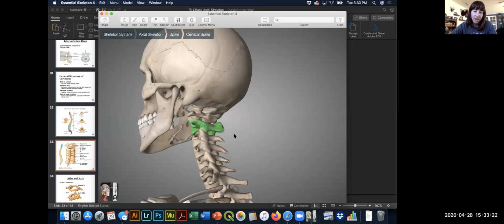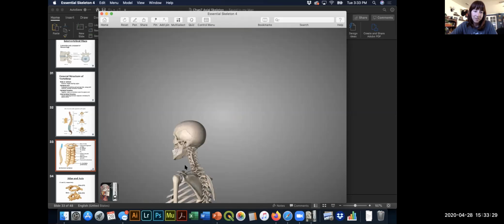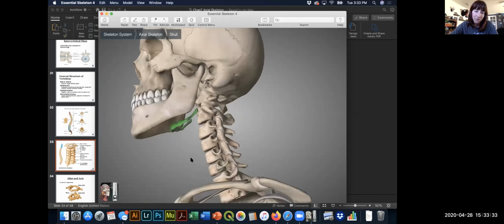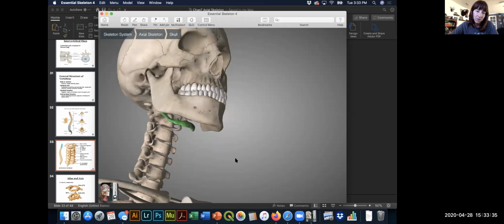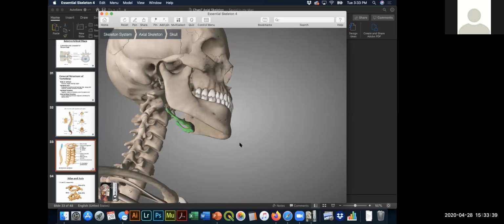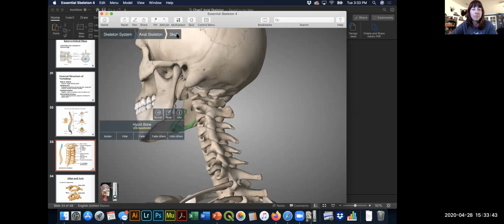Pretty cool. I also like how you can highlight the hyoid bone and see it floating there. That's pretty cool. Not attached to any other bone. But it's considered part of the axial skeleton. The axial skeleton.